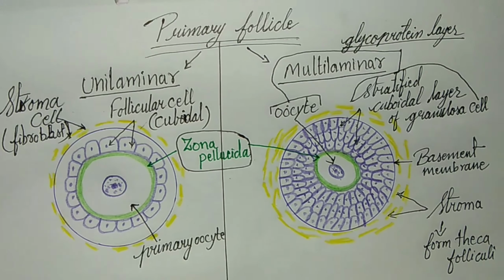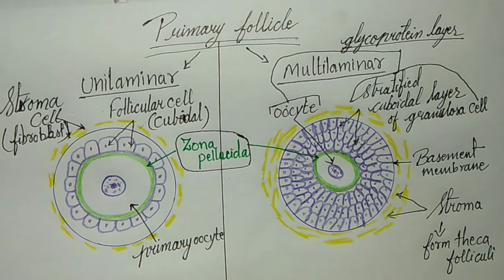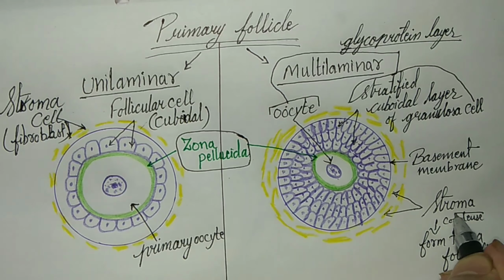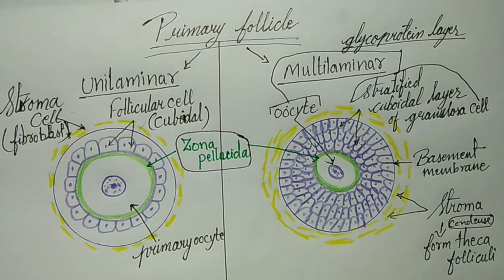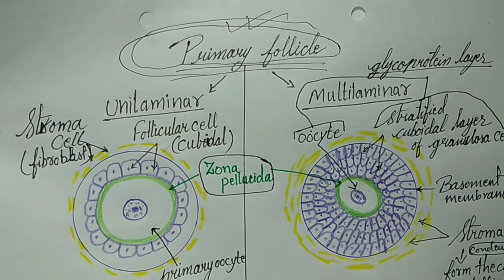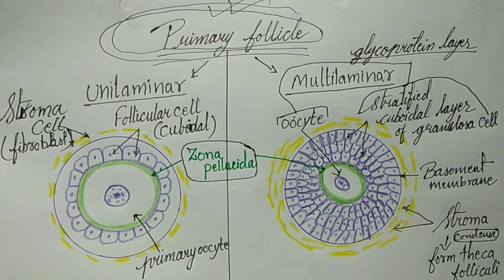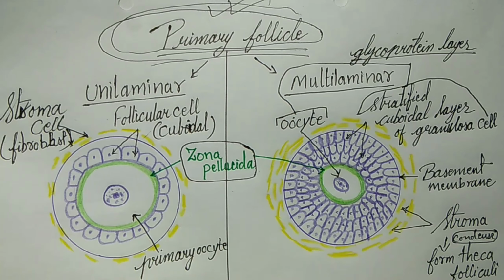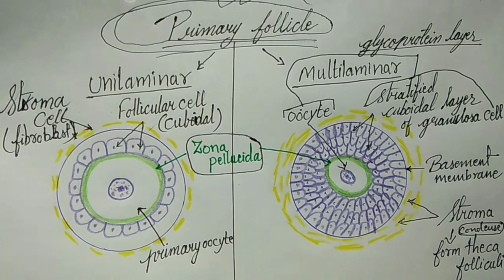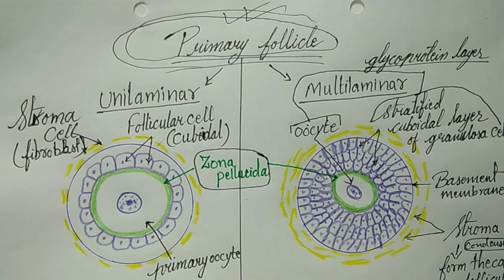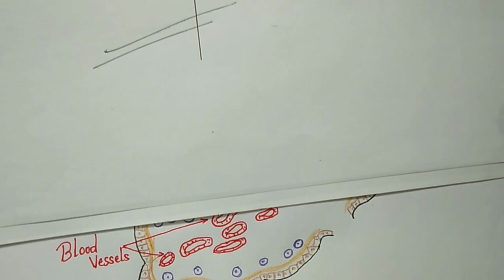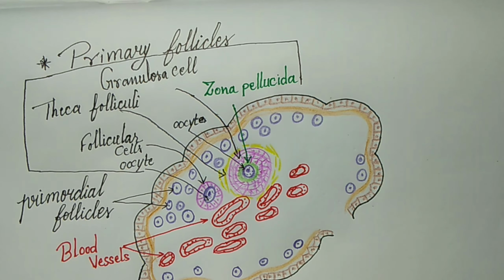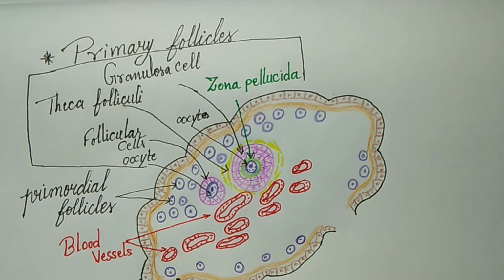Formation of theca folliculi. You can see in the unilaminar primary follicles and multilaminar primary follicles, the follicular cell in the unilaminar is cuboidal in shape, and in multilaminar the stratified cuboidal layer of granulosa cell is present, and on both sides the zona pellucida is present, although the stroma is condensed in the multilaminar primary follicle.